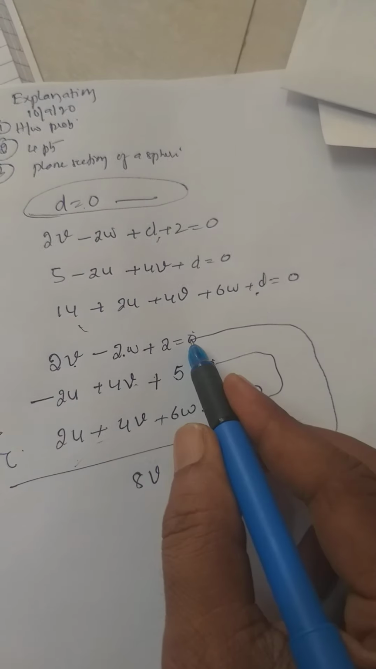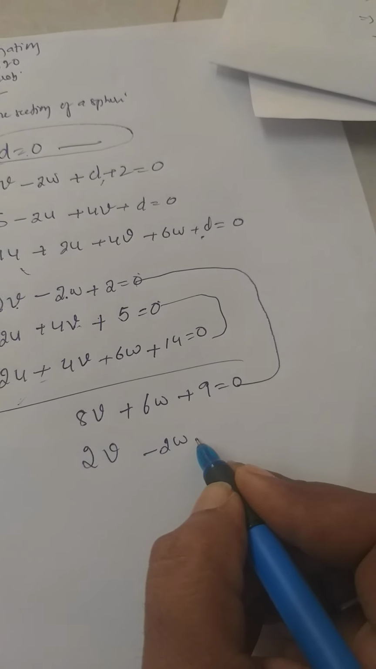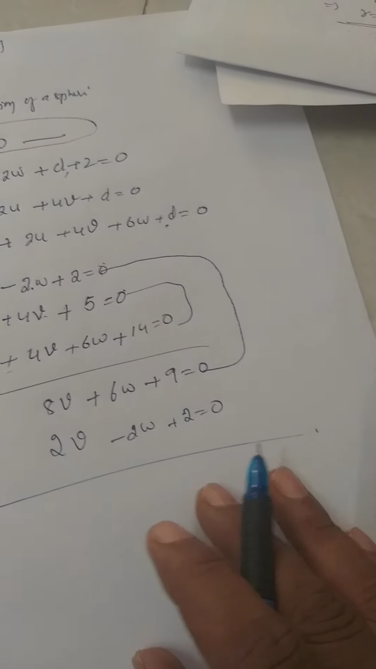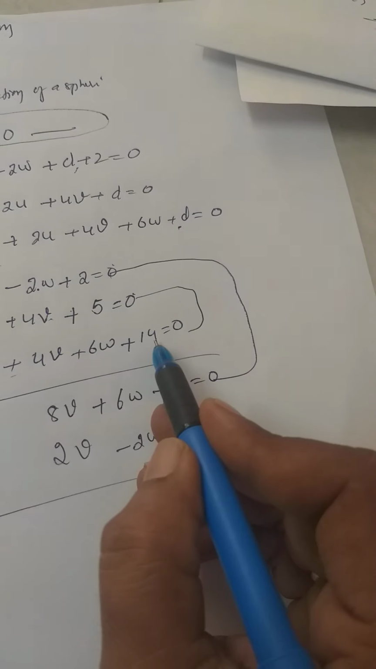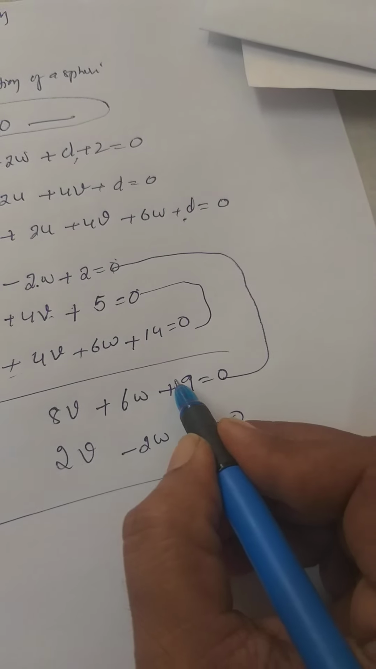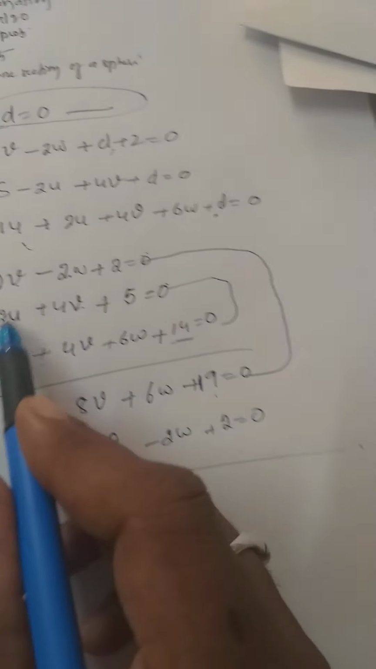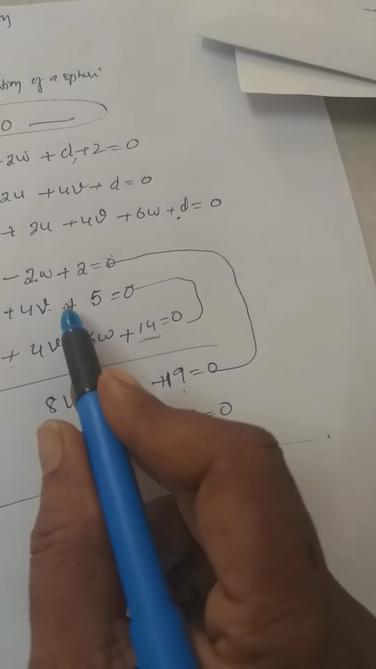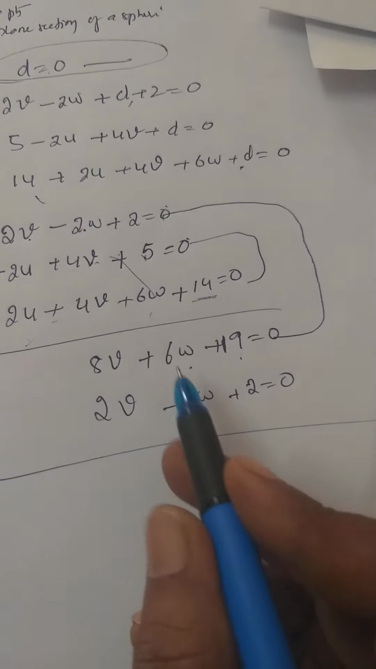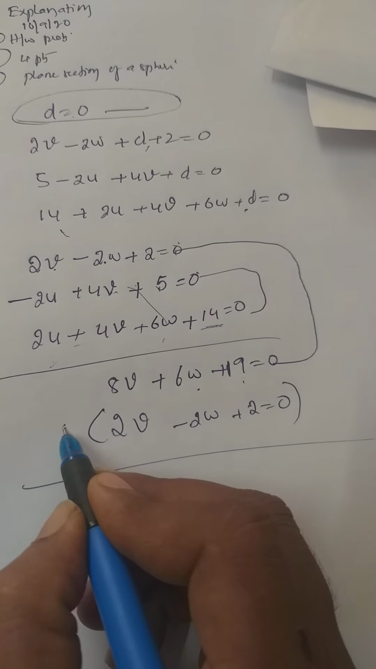Now try to solve these two equations. That means 2v minus 2w plus 2 is equal to 0, and 8v plus 6w plus 19 is equal to 0. 5 plus 14 is 19 here, careful. These two can cancel, 8v, this is 6w. Now again eliminate w. We are eliminating w, right? That means this is multiplied by 3.